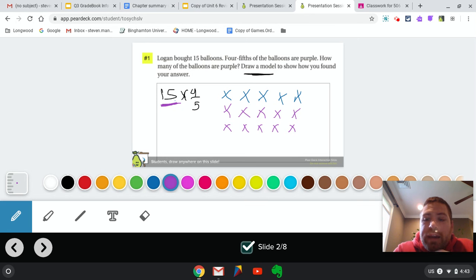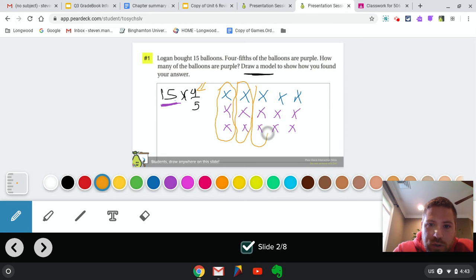I have 3 down the side, or in the column. I'm sorry, so 5 in a row, 3 in a column. And then remember, all we're going to do now is look at our numerator and say, all right, I have to circle 4 rows, and rows go up and down, right? My numerator is telling me how many rows I need. So there's 3, and then there's 4.